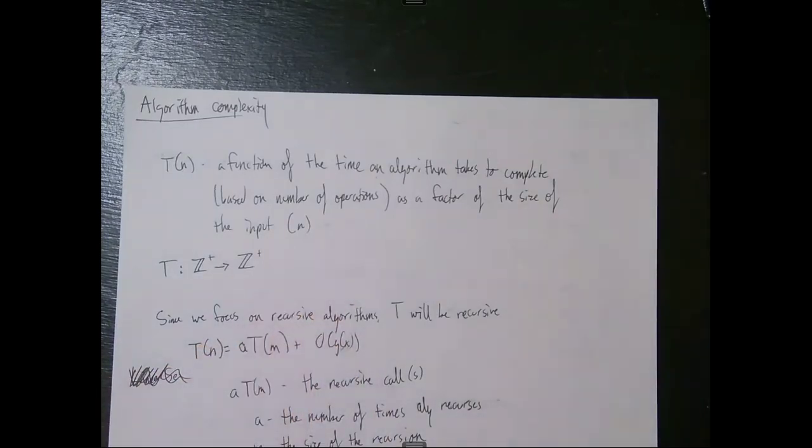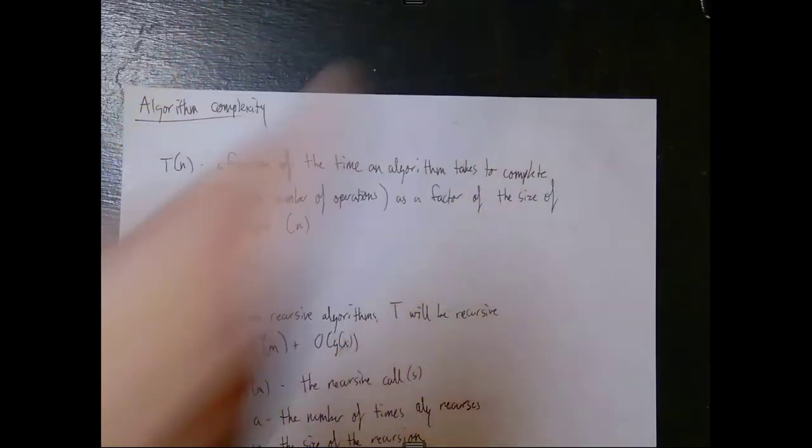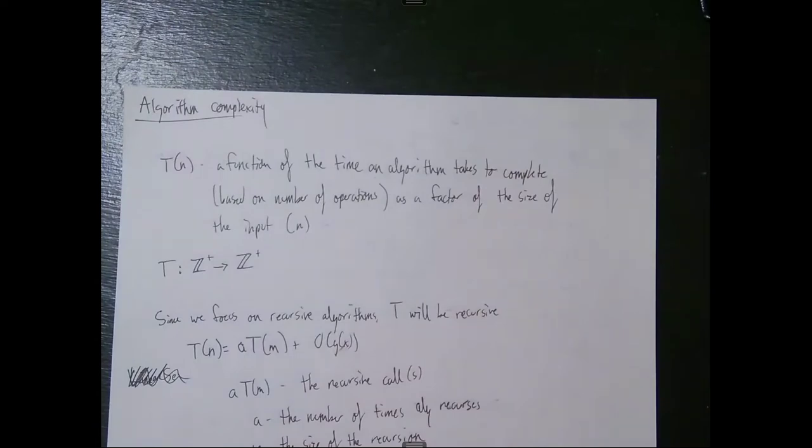So T of n for some algorithm might say, okay, if we have some algorithm that is taking in an input of size 1 million, say we're doing max element over a sequence of 1 million elements, how many operations is it going to take for that algorithm to complete and give us an answer? Or how many will it take for linear search? Or how many will it take for merge sort? How many operations will it take for n equals 1 million versus n equals 1 billion versus n equals 1 trillion, and so on?